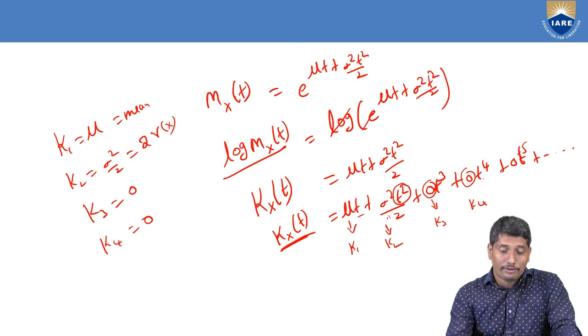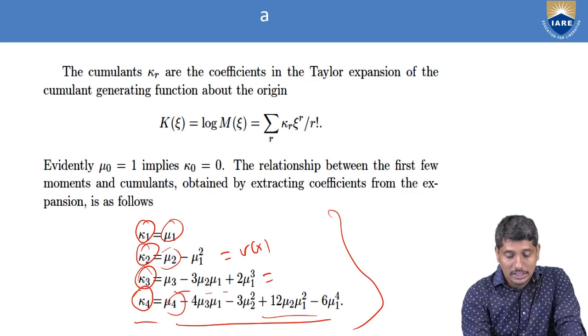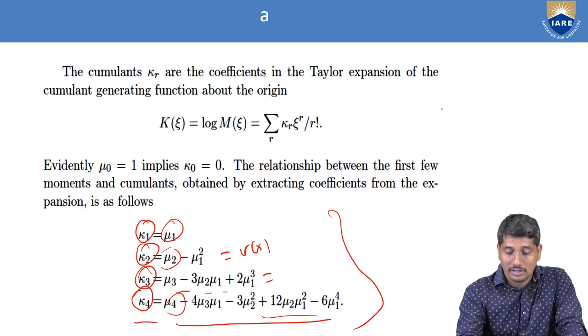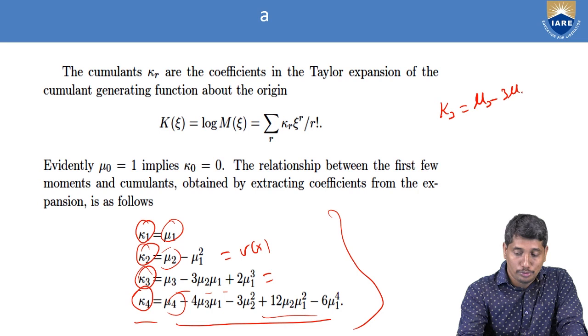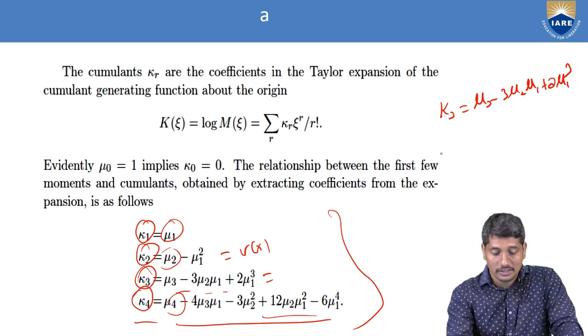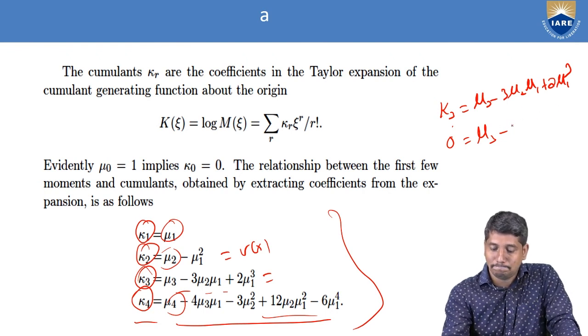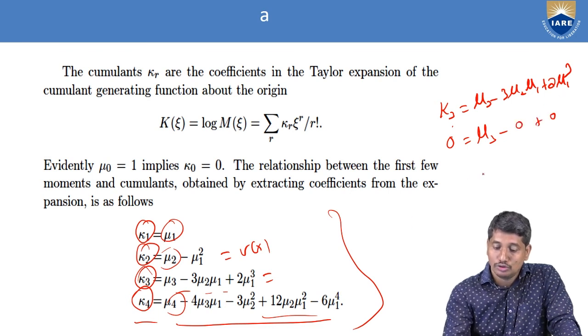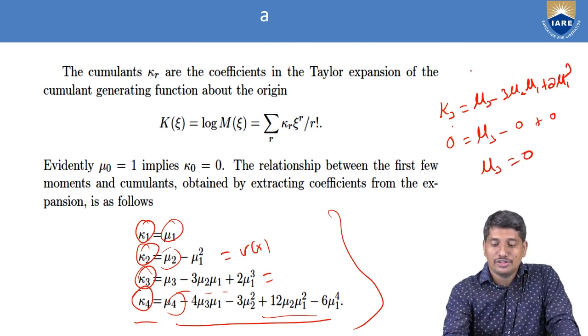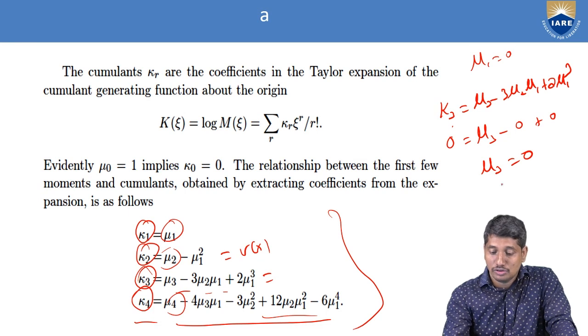And now we have to calculate the skewness and kurtosis. Let us go to the formula, that is K3 is mu3 minus 3 mu2 mu1 plus 2 mu1 cube. Let us substitute these values. K3 is 0, we got mu3, we don't know mu2, and mu1 is always 0, so that is why this becomes 0 and this becomes 0. The first moment is always 0, that is why we get mu3 minus 0 plus 0, so mu3 is 0.